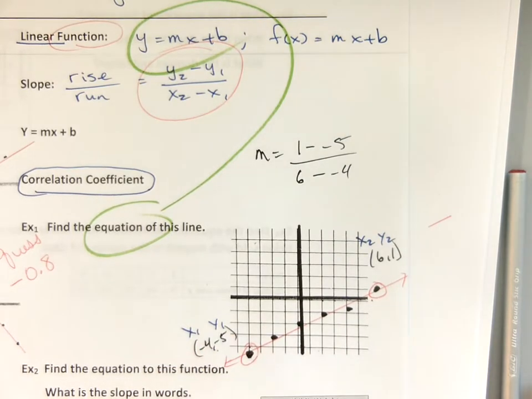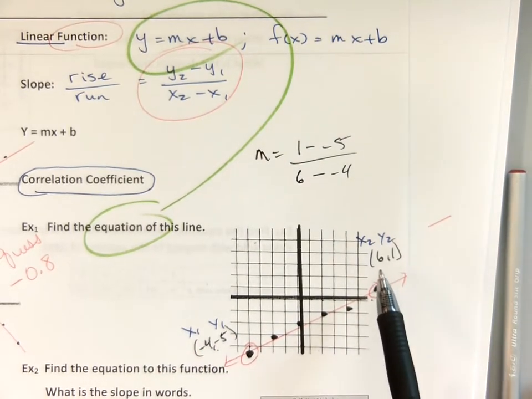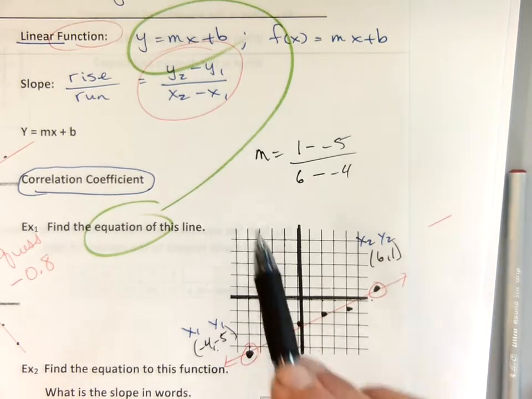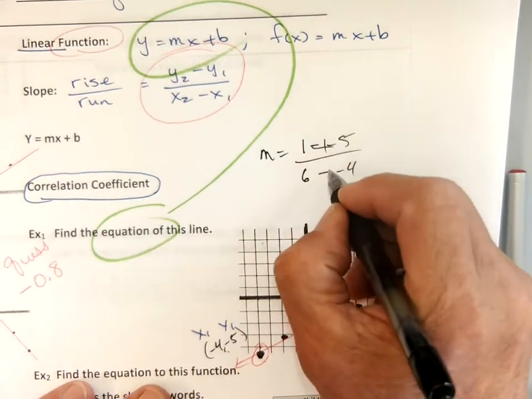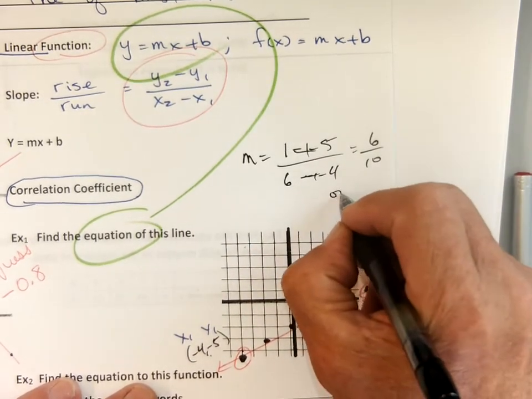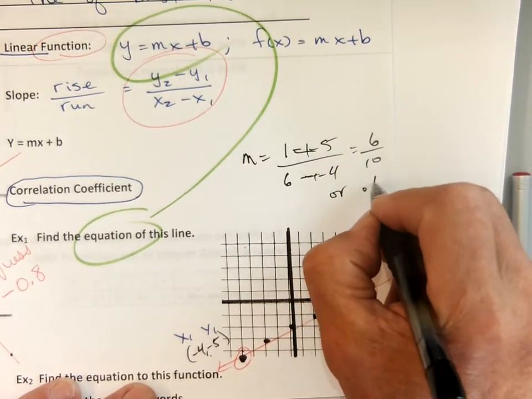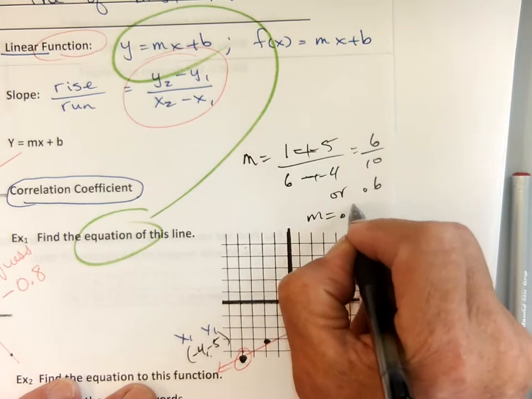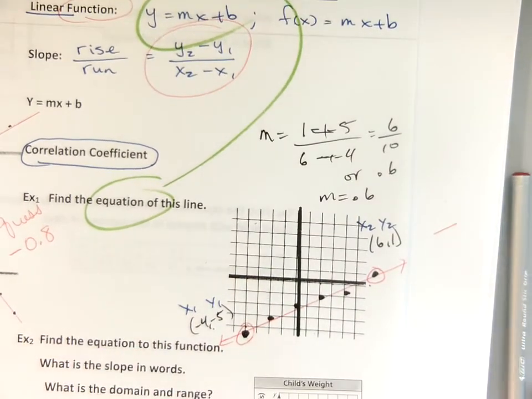So I'm using my slope formula. I picked any 2 points. I need to plug the x's and the y's into the formula, simplify, double negative, right? So I get a 6 over 10, or it's about 0.6. My slope is about 0.6, okay?